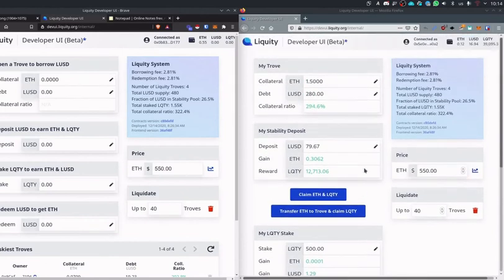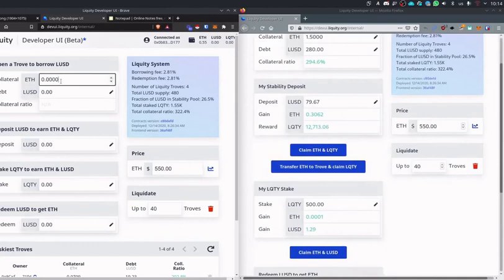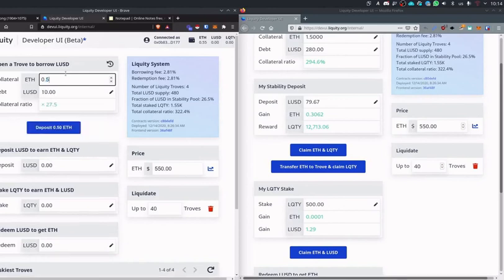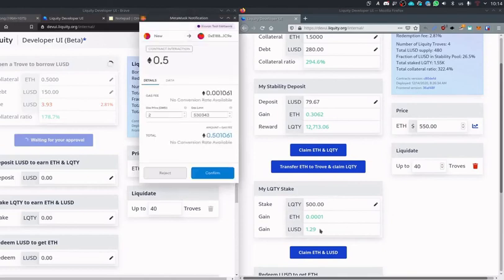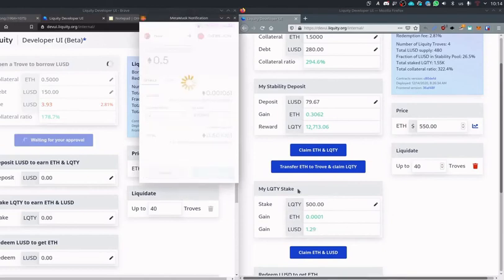So let's get going. So this new user wants to open up a trove. We have a balance up here. He's got some ETH but no LUSD, no stablecoin, and no LQTY yet. So let's open up a new trove. Let's put in half an ETH of collateral and take out 150 LUSD. And you can see that there is a fee. So this is what will be captured by the stakers. So let's execute this. And you will see this number go up. So we have 129 now.